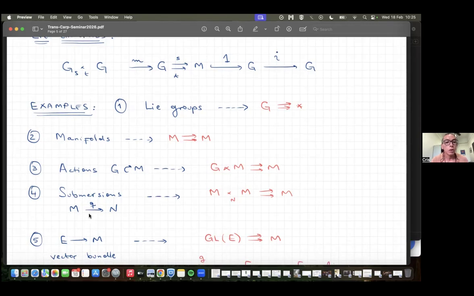Okay, so the next example is given by submersions. So if we start with a submersion Q between manifolds, one can take the fiber product of M with itself by using Q, which is on the right-hand side. And this turns out to be a groupoid over M, and the source and the target are given by the canonical projections.